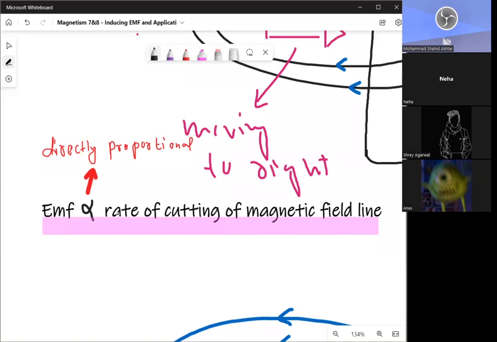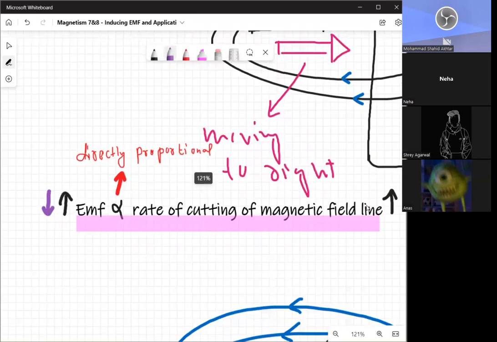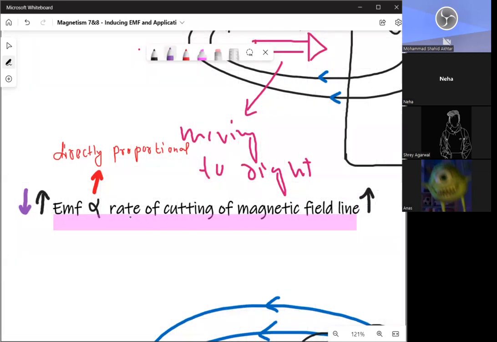Okay, so if I want to increase the EMF, what do I have to increase? I have to increase the rate of cutting of magnetic field. Is that clear? Now, if I want to decrease the EMF, what will I have to do then? I'll have to decrease the rate, not the current, the rate of cutting of magnetic field. What is directly proportional? EMF and rate of cutting of magnetic field. So if you want to decrease the EMF, you decrease the rate of cutting of magnetic field.